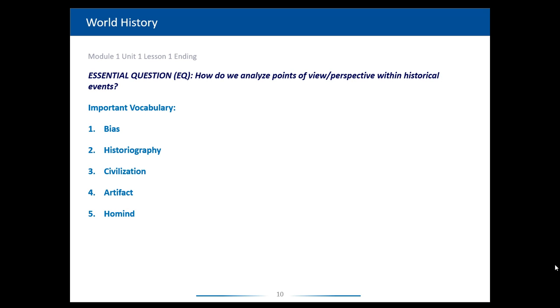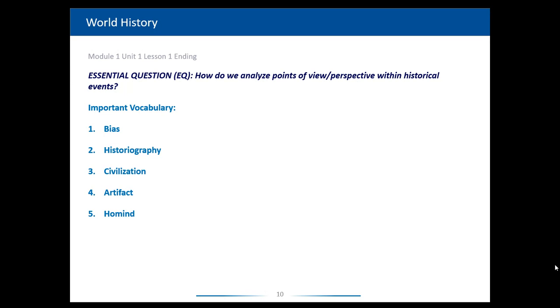So, the essential question: how do we analyze the points of view or perspectives within historical events? Well, archaeologists use artifacts in order to look at these perspectives within historical events. And we will talk about these different things that they use to analyze the points of view and perspective within historical events. Write down this essential question: how do we analyze points of view slash perspectives within historical events? And answer the question.